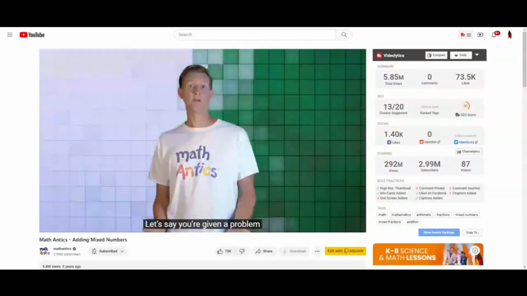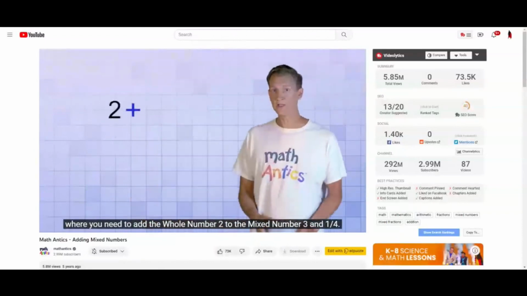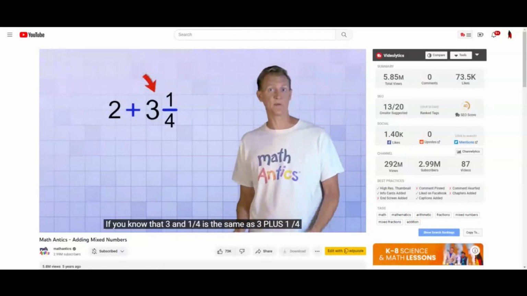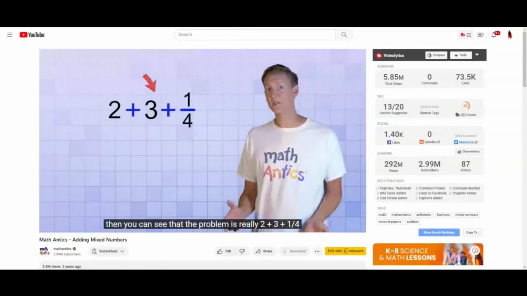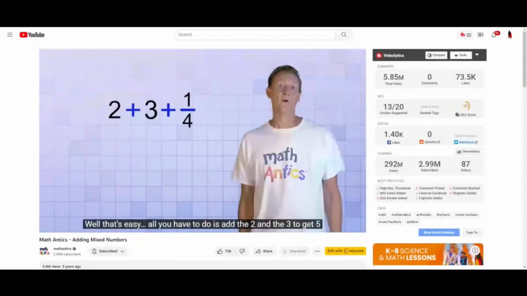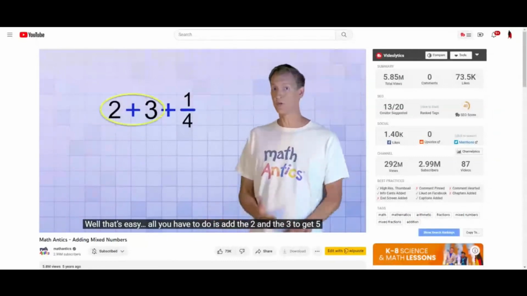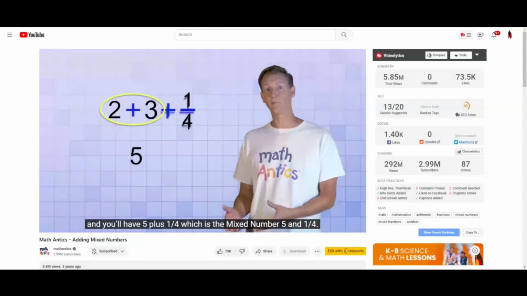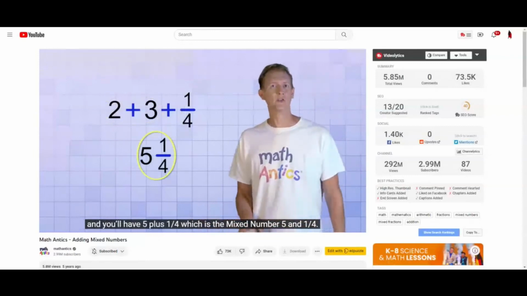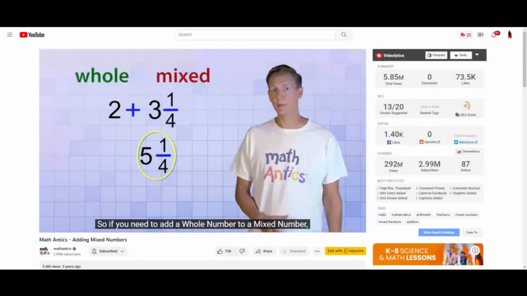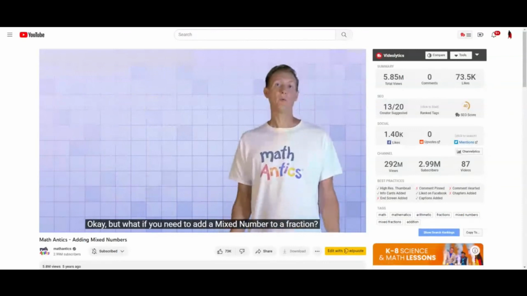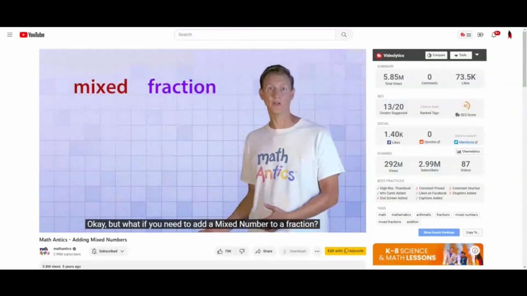Let's say you're given a problem where you need to add the whole number 2 to the mixed number 3 1/4. If you know that 3 1/4 is the same as 3 plus 1/4, then you can see that the problem is really 2 plus 3 plus 1/4. Well, that's easy. All you have to do is add the 2 and the 3 to get 5, and you'll have 5 plus 1/4, which is the mixed number 5 1/4. So if you need to add a whole number to a mixed number, you can just add the whole number parts and you're done.